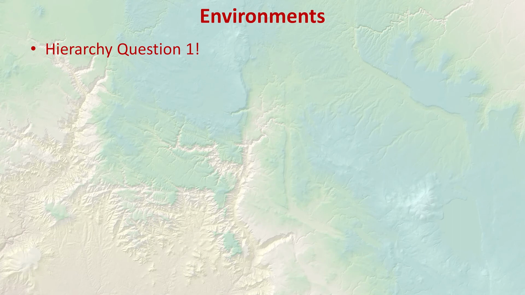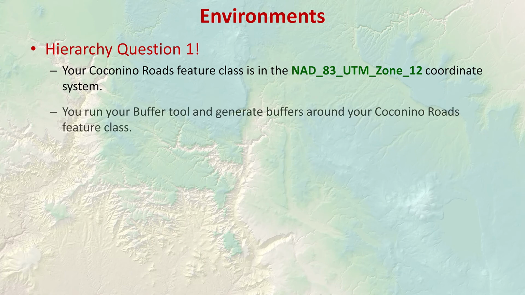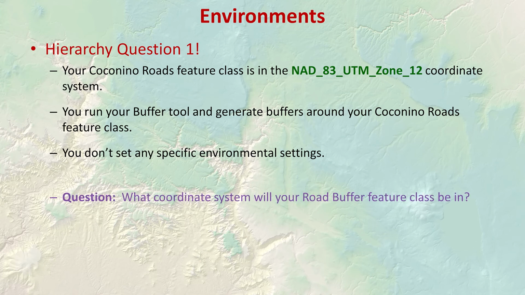Okay, so let's look at a situation. Suppose we have a roads feature class for the Coconino National Forest, and these roads are in UTM Zone 12 coordinates. They're projected from NAD 83. We want to run the buffer tool and generate some buffers around them. We aren't going to set any specific environmental settings. We're just going to run the buffer tool as is. When it produces the buffers, what coordinate system will those buffers be in? Now, with no environmental settings set, there's no reason for ArcGIS to do anything special with this, so it stands to reason that the new buffers will be in the same coordinate system as the source data. Hopefully that makes sense.